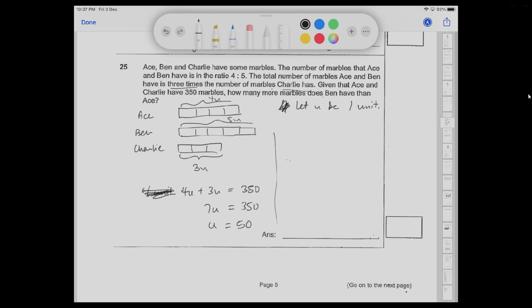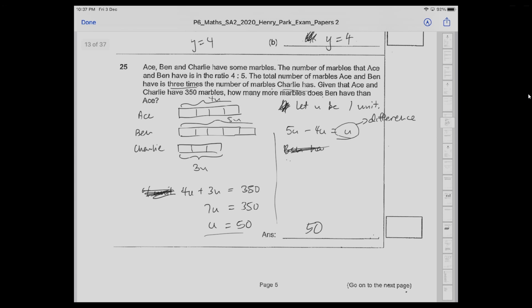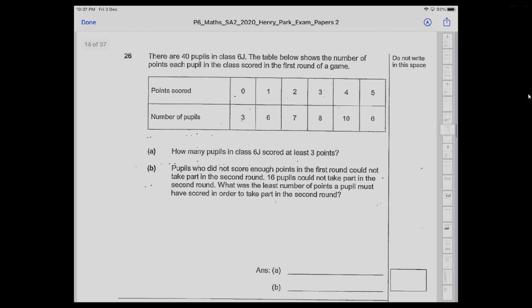How many more marbles does Ben have than Ace? 5u minus 4u equals u. So Ben has 50 more marbles than Ace. It's just 50 because this is the difference. Let's go, question 26.